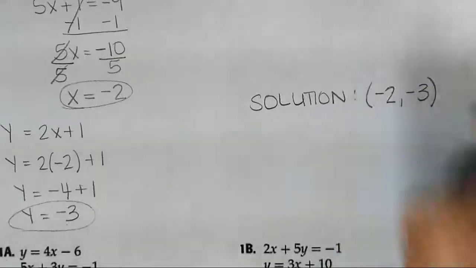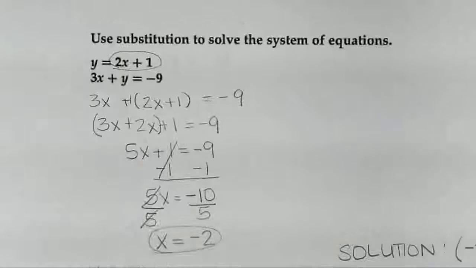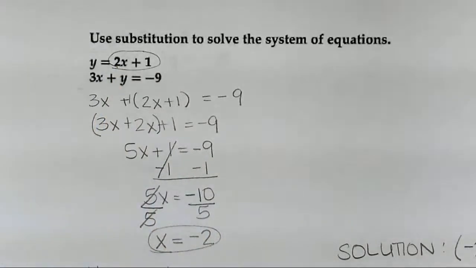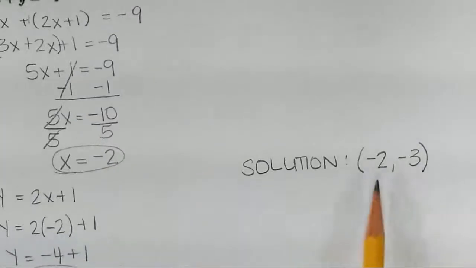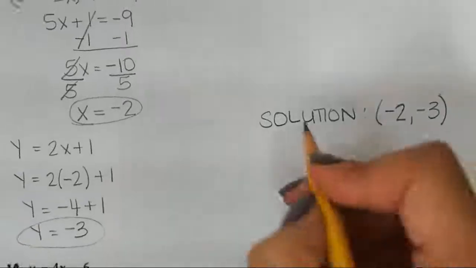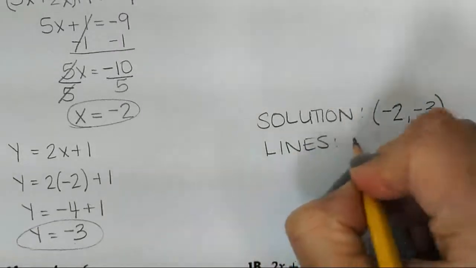Now keep in mind that this is a system of equations. What this means is that if I were to graph both of these lines on a graph, both of these lines are going to intersect at this point. And if they're intersecting, that means the kind of lines you have, like I just said, are intersecting.